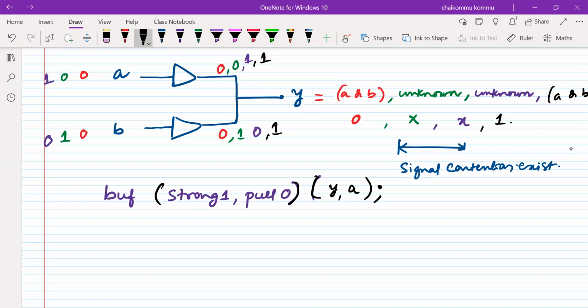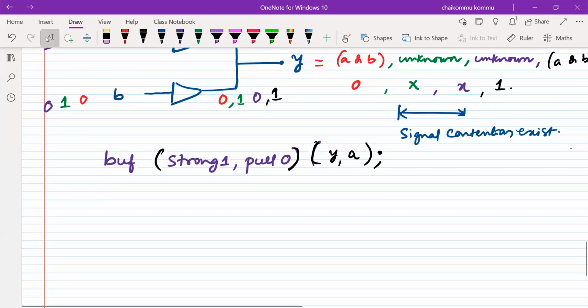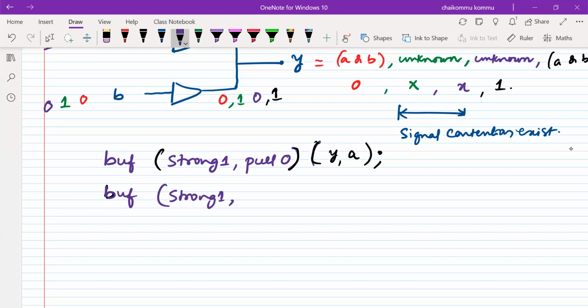What it says is that for the output Y, whenever it is considering logic 1, it takes the strong strength. Whenever it is considering 0, it takes the pull strength. Similarly, we are going to consider another buffer. Here also I'm going to consider strong 1, and of course pull 0. So now it will be Y comma B.